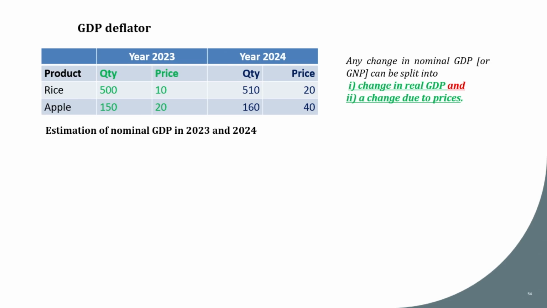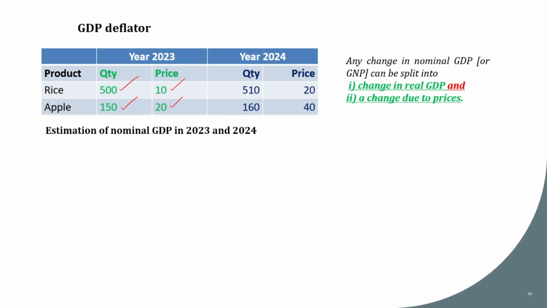So, using an illustrative example, let us see how to calculate the GDP deflator. First I am showing you the year, the GDP in 2023 and 2024. Assume that in this economy we have only two products: one is rice and the other one is apple. In 2023, this economy produced 500 kilograms of rice and 150 kilograms of apple. The price in 2023 for rice per kilo was 10 and for apple per kilo was 20.